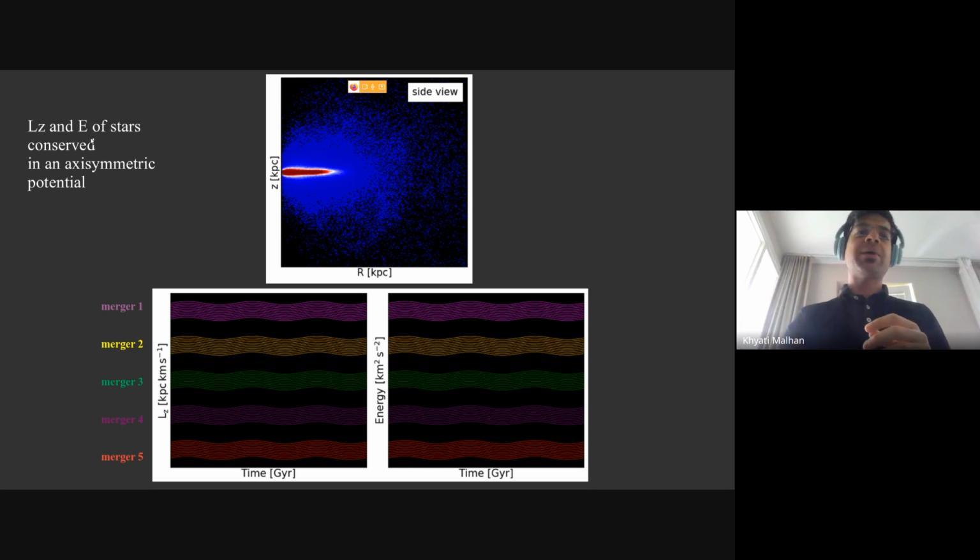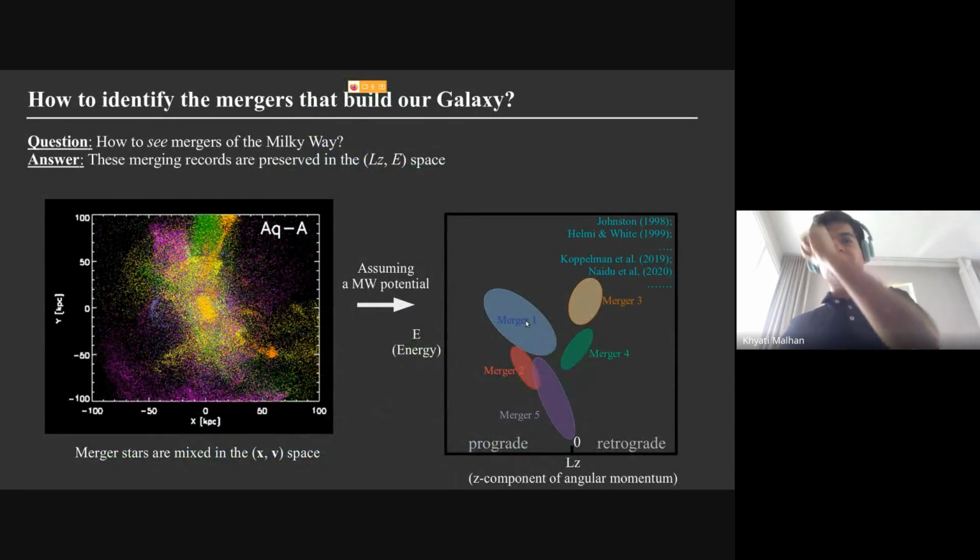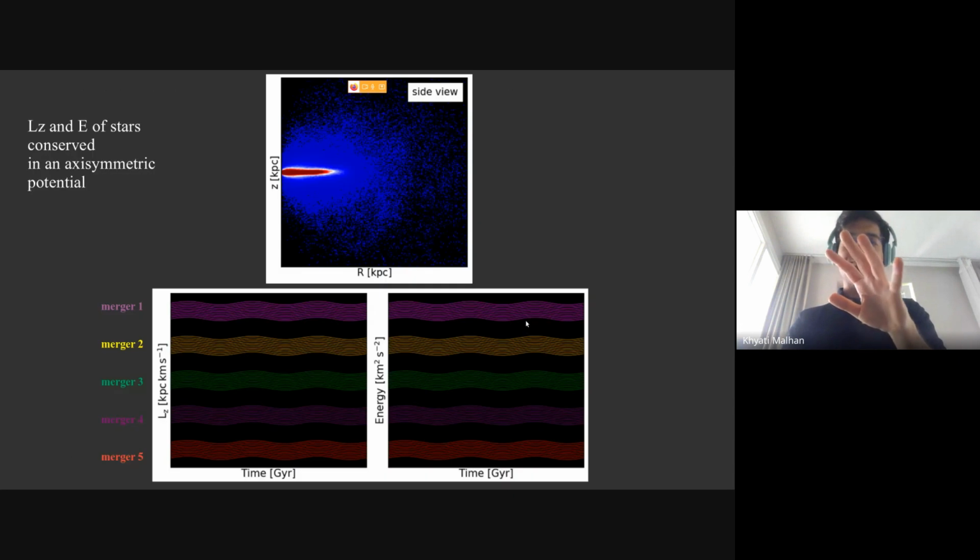And so if you had a bunch of stars from a given merger coming along a specific orbit, and then you have stars from another merger coming along a different orbit, they would end up retaining the same values of LZ and E, and therefore they would form these groupings that I'm showing you here. So these are, of course, conceptual diagrams right now.